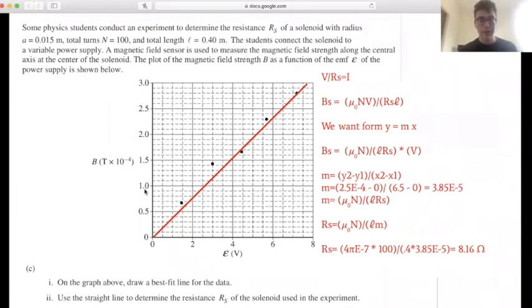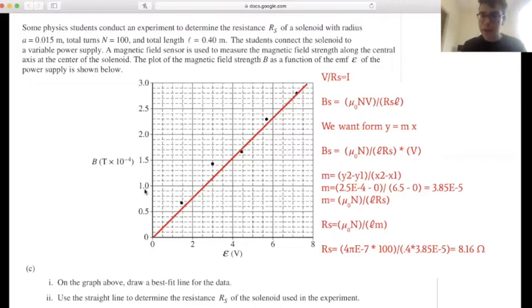For part C1, drawing the line of best fit is incredibly easy. I drew mine through the origin. And then to use a straight line to determine the resistance R sub S of the solenoid, we'll have to construct an equation. So we know that V over R sub S is going to be equal to I, the current. So we're going to use the B field equation that we saw earlier, and we're going to substitute V over R sub S in for I. We're going to get B equals mu naught N V over R sub S L. And we want the form y equals mx.